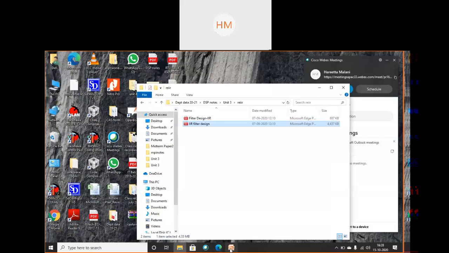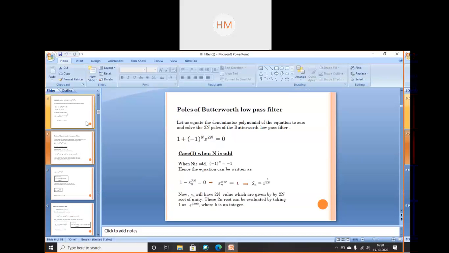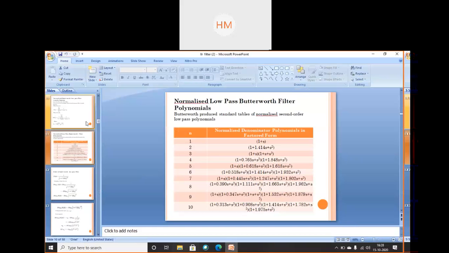So now we will start with the Chebyshev filter designing. Butterworth we have completed.